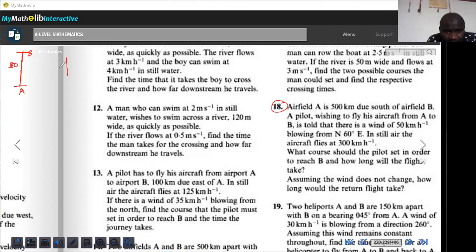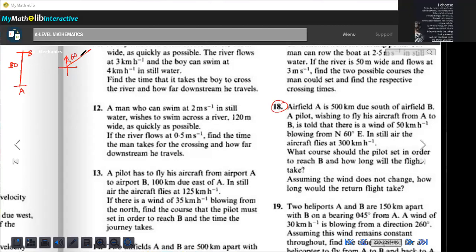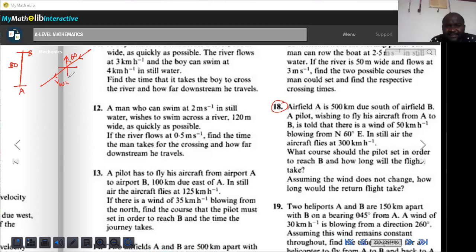Look here. This is the sketch. North. A wind is blowing from north 60 degrees east. It is blowing from this way, going this way. Is that clear? Are you seeing where the wind is going? What you read is what you interpret.